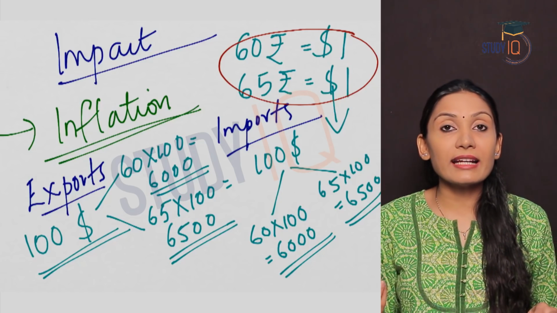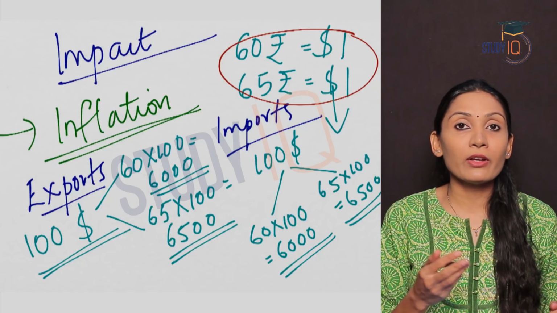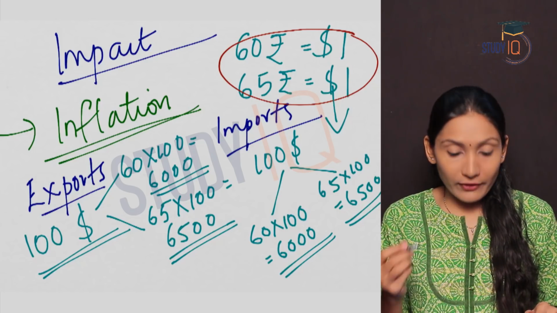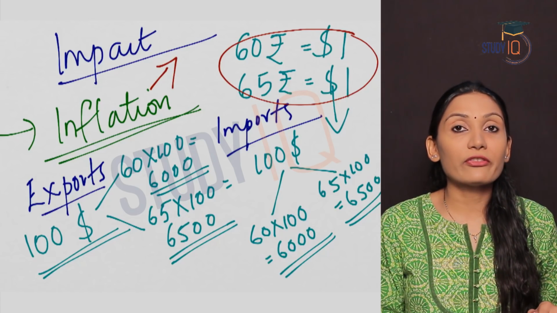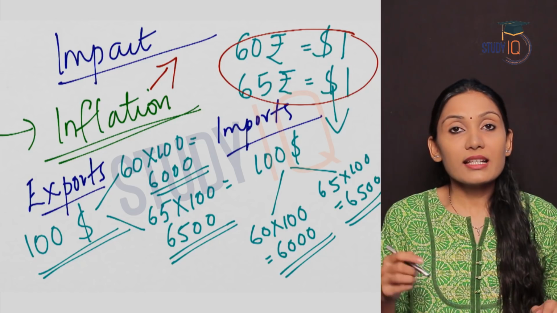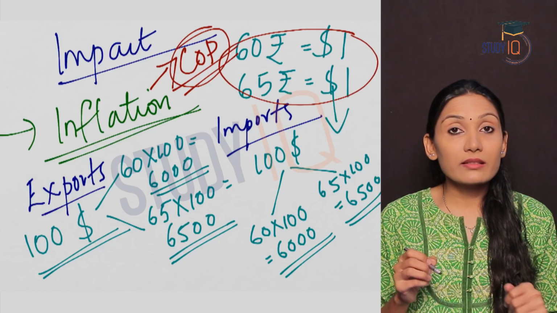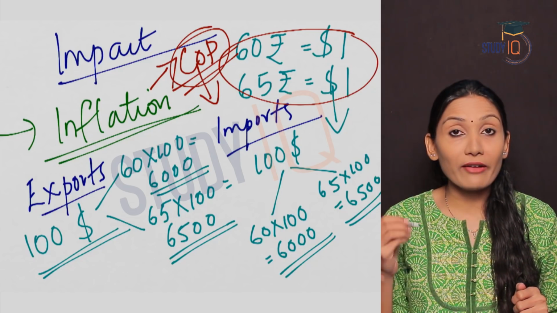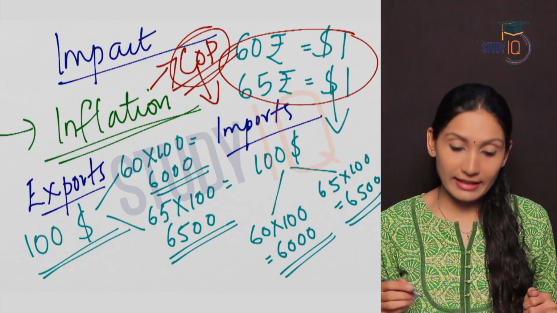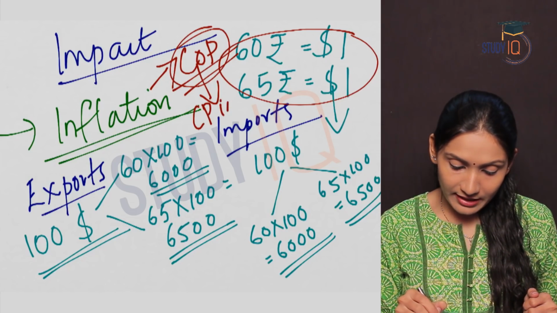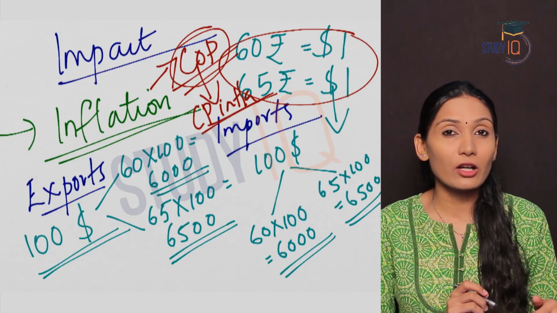We have already said that India is highly dependent on imports for our oil and fuel requirements. So, during inflation, what happens? The price of imports goes up, or you have to pay more for your imports. This will lead to an increase in the cost of production of commodities, and you have already learned in your inflation module that an increase in cost of production will lead to cost push inflation in the economy.